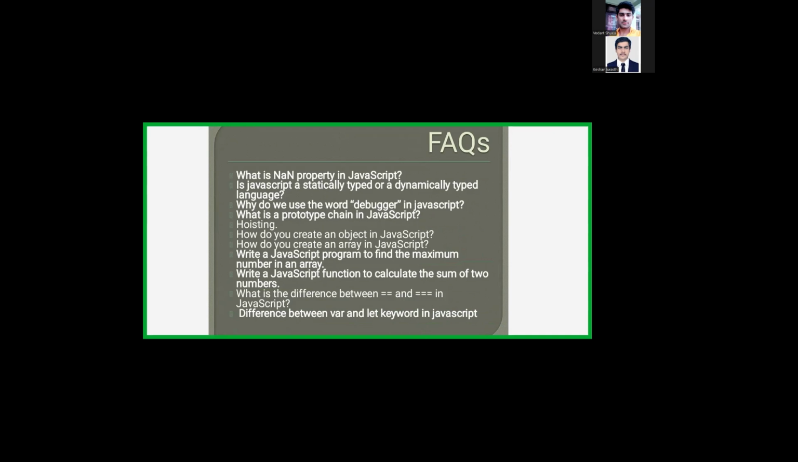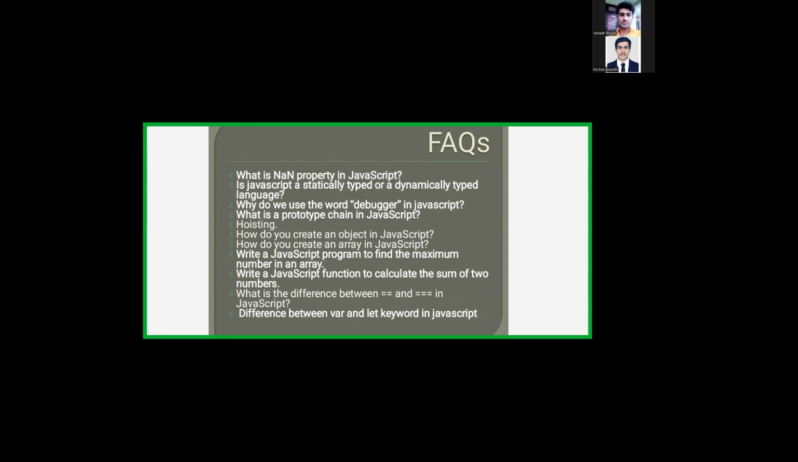So what is the NaN property? NaN is the not-a-number property in JavaScript. It is a very useful property. For example, if you are doing data validation, or you want to debug something, or you want to use an error handling concept, the NaN property is very useful.